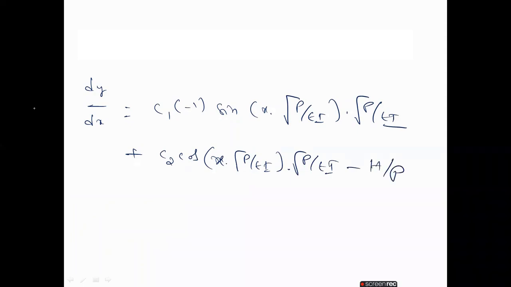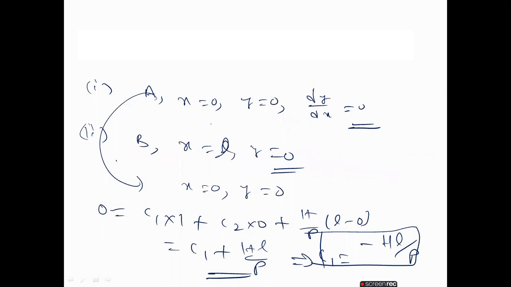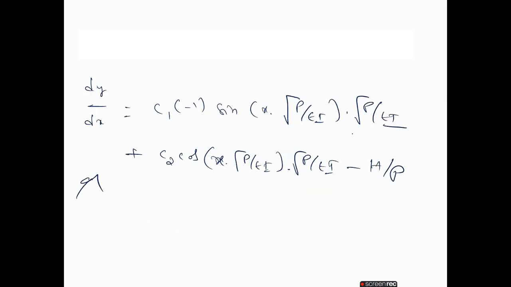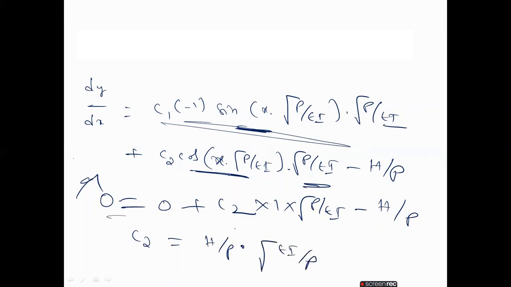Okay, if I write this clearly, whatever we got here, if I substitute the x equal to 0 value, same the dy by dx equal to 0. If I substitute in this equation, what happens? The dy by dx equal to 0, then sin x is nothing but 0, so the entire term is 0, plus c2 into cos x equal to 1, multiplied with square root of p by ei, minus h by p. So then what happens? C2 equal to h by p into square root of ei by p.